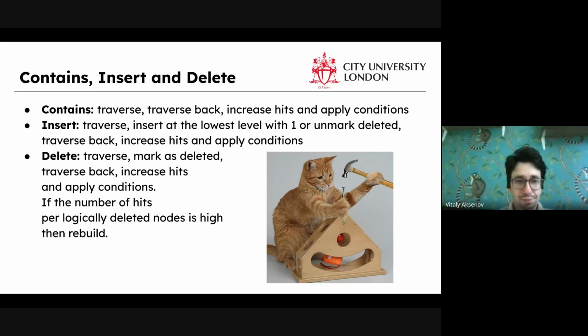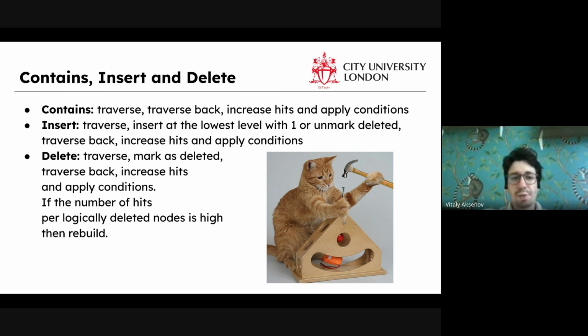So the idea of all the operations is pretty simple. For contains, you traverse forward, traverse back, increase all the hits counters, and apply all the conditions. Insert is a little bit more elaborate than in SkipList. We go to the lowest level where we have to insert an element, we insert a node with the number of requests 1, traverse back, increase all the hits, and apply all the conditions.